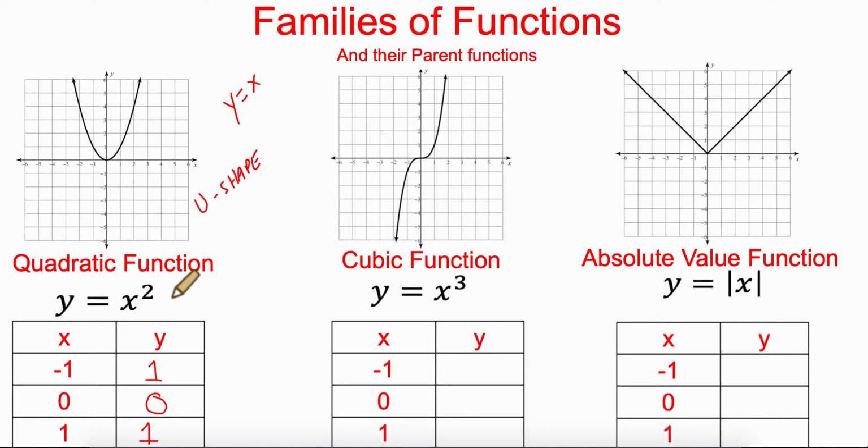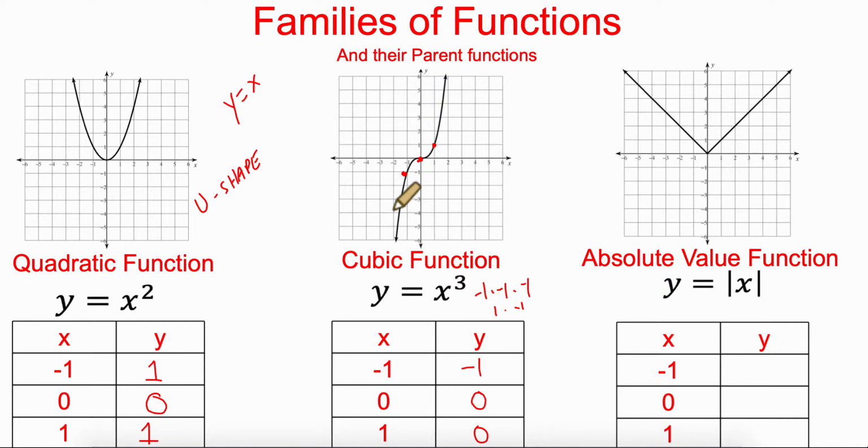Anytime you see an x squared, you know it's going to be a U-shape. When you see these U-shapes, you should be thinking quadratic function. All right, let's talk about a cubic function. These are a little bit different, and here's why. When I plug a -1 in, -1 to the third, negative times a negative is a positive, times a negative is a negative. So when I go left 1, I go down 1. I still have my 0, 0 point, and I have my 1, 1 point.